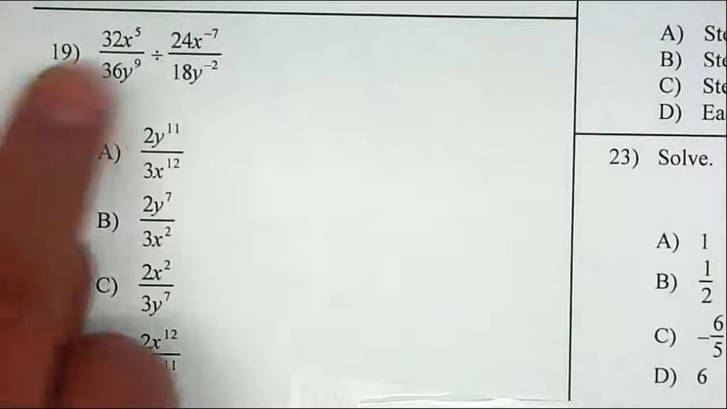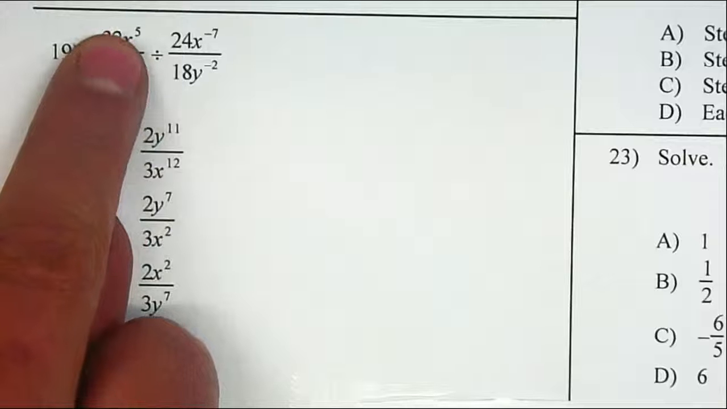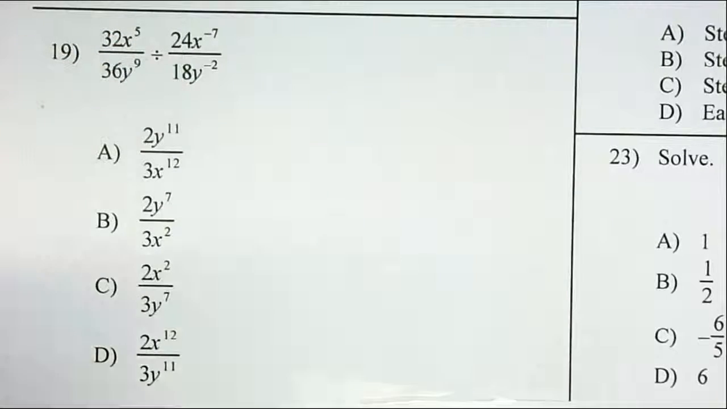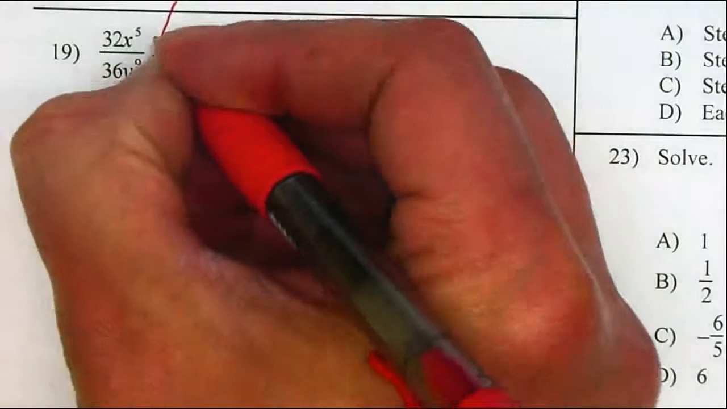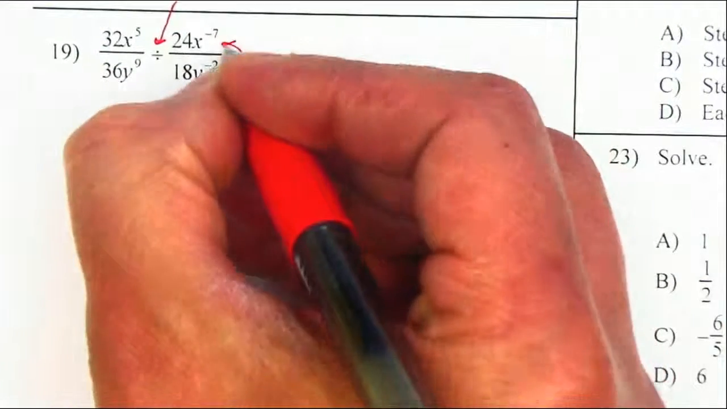On problem number 19, we have a rational expression. So we have a fraction divided by a fraction. The first thing that you need to remember is that whenever you have a division, you need to change it to a multiplication by taking the reciprocal of the second fraction.